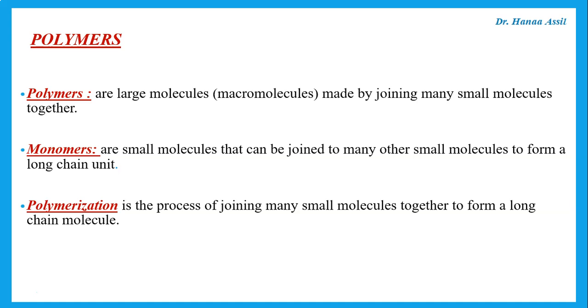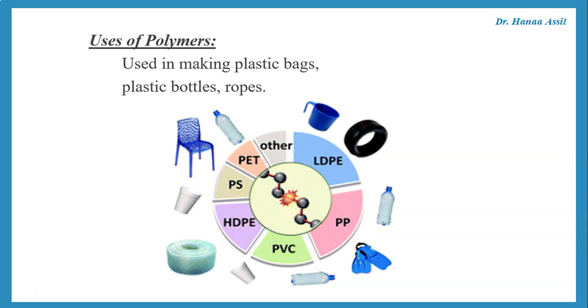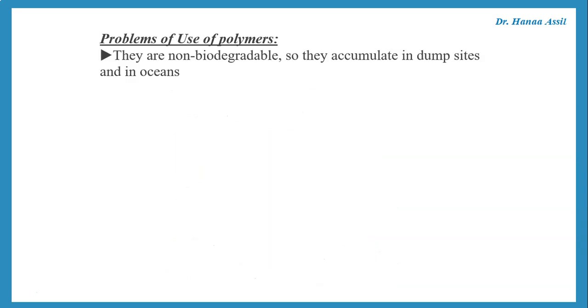Polymers, what are polymers? They are large molecules made by joining many small molecules together. So the small molecules are the monomers. So monomers are small molecules that can be joined to many other molecules to form a long chain, and the process of joining many small molecules together to form a long chain, that is polymerization. Now, polymers are basically the plastics that we use at home. So, plastics or polymers are used in making plastic bags, plastic bottles, plastic ropes, and so on.